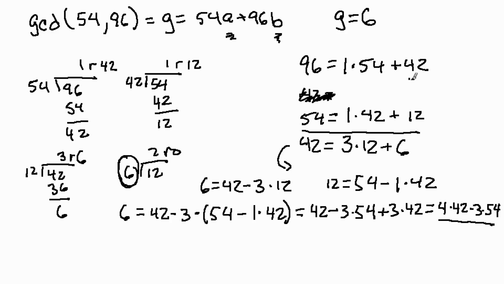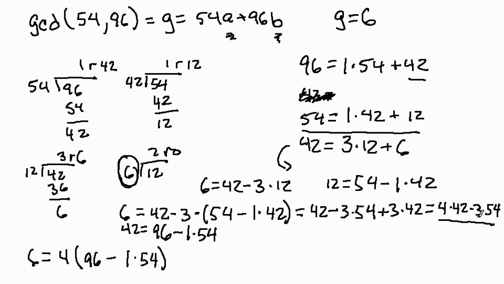I'm going to come over here, and I look at this, and I'm going to solve for 42. So I get that 42 is equal to 96 minus 1 times 54. And I'm going to take this expression for 42, and I'm going to put it over there. So I get that 6 is equal to 4 times 42, and now I substitute 96 minus 1 times 54.